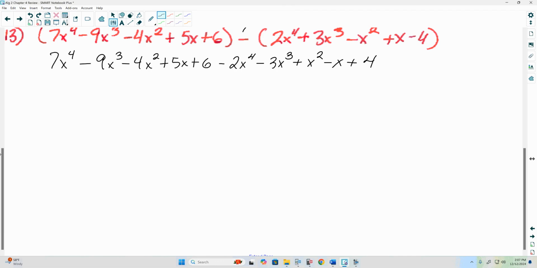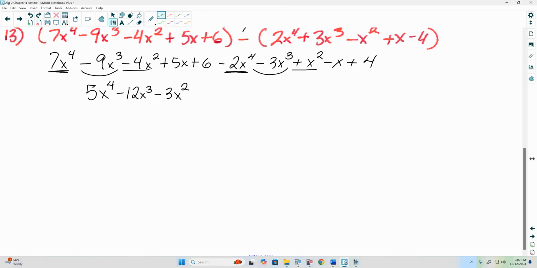Now, at this point here, it's the same as what we just did on the last one. At this spot, combine like terms. 7x to the fourth minus 2x to the fourth. 7 minus 2 is 5x to the fourth. Negative 9x cubed minus 3x cubed. Negative 9 minus 3. Negative 12x cubed. Negative 4x squared plus x squared. Negative 4 plus 1 is going to be negative 3x squared. 5x minus x is going to be plus 4x. And lastly, 6 plus 4 is plus 10.